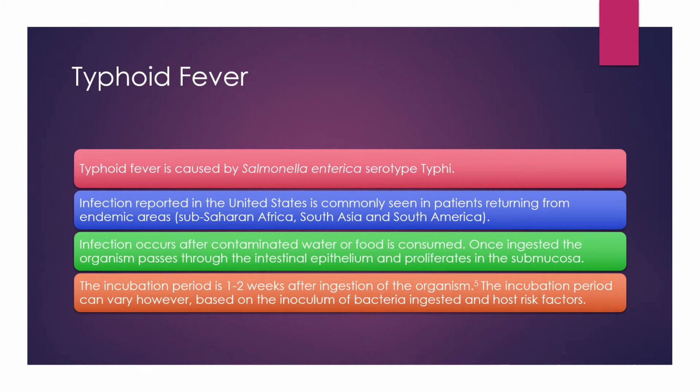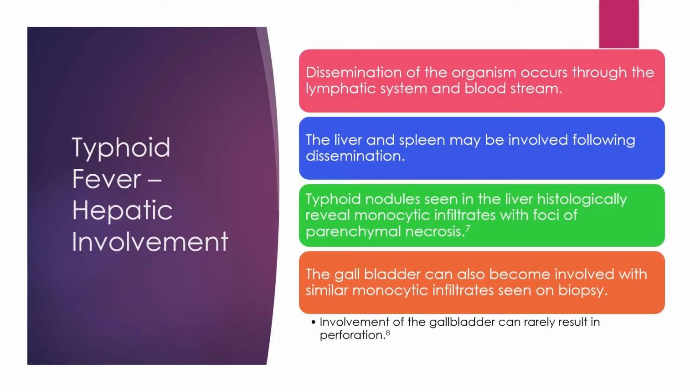And once ingested, the organism passes through the intestinal epithelium and proliferates in the submucosa. Incubation is somewhat variable, but typically 1 to 2 weeks. And it can be dependent on the inoculum of bacteria that one ingests, and it does depend on host risk factors such as immunocompromised state, where it can be more rapid. And the organism typically disseminates through the lymphatic system and subsequently through the bloodstream. Liver and spleen can be involved following dissemination.